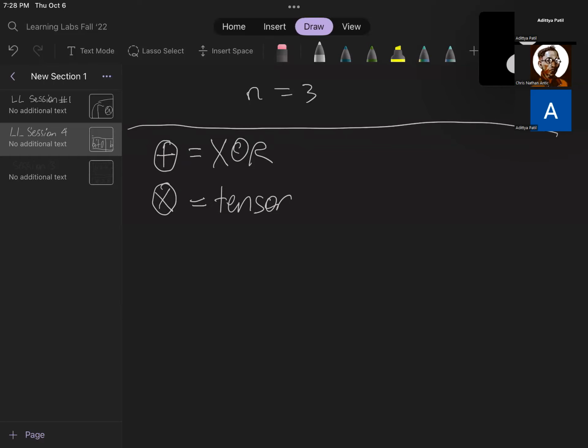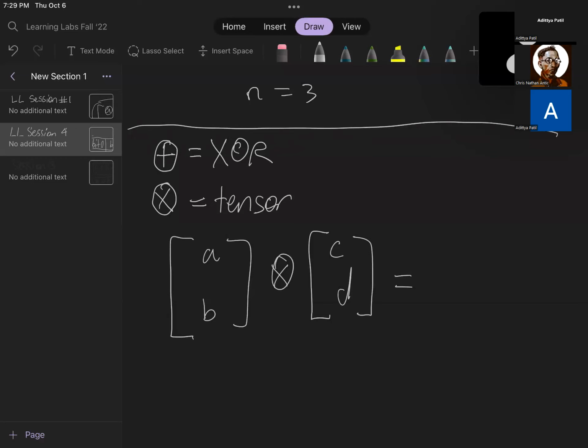So tensor, real quick, we'll just do a review from last time of what both of these operations are. If I have two matrices, say I have A, B, and I want to tensor them with C, D. I said one thing last lecture that wasn't correct, and that was that these two need to be the same dimension. They don't need to be the same dimension. They can be arbitrary dimension.